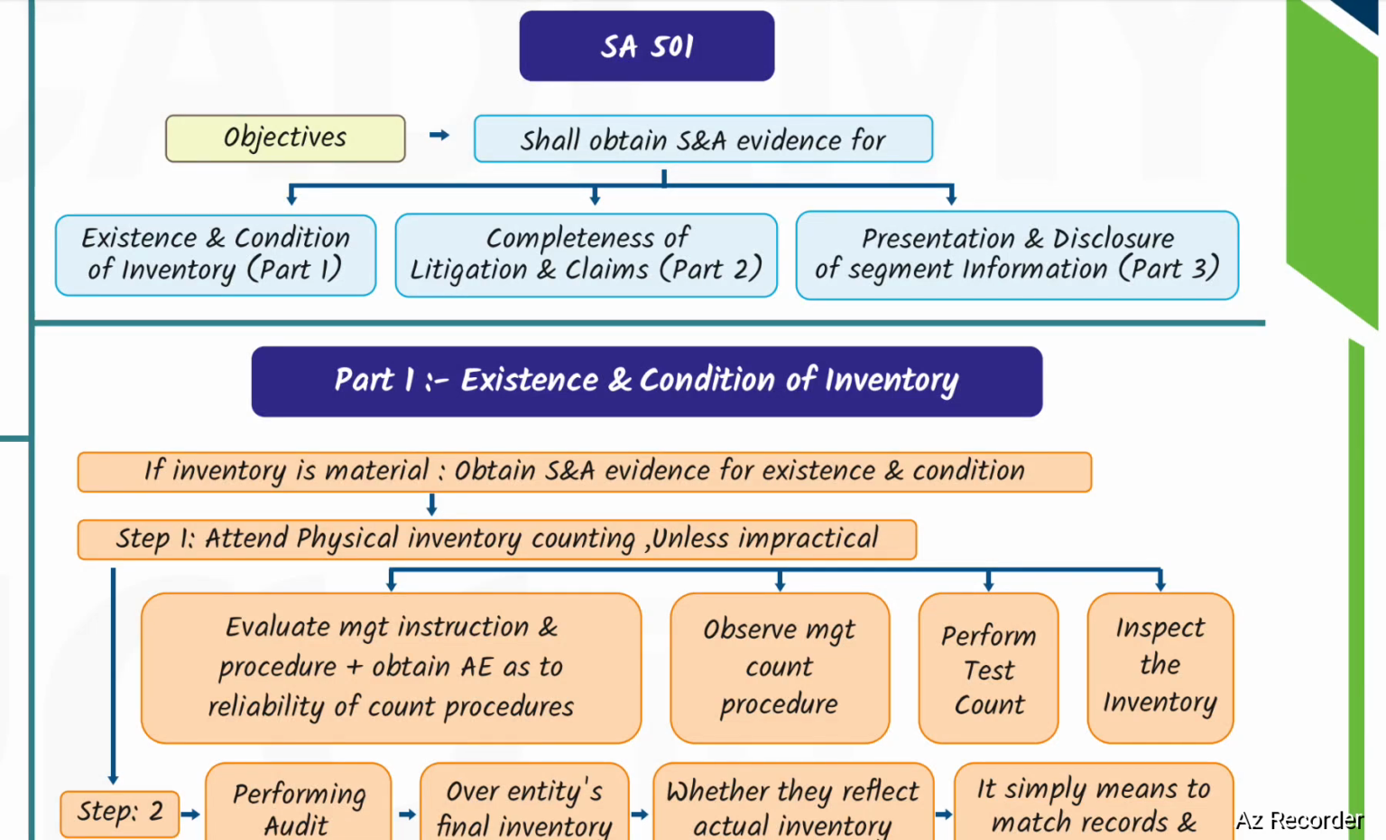SA 501 Audit Evidence: Special Considerations for Selected Items. The objective of SA 501 is to obtain sufficient and appropriate evidence for existence and condition of inventory, completeness of litigation and claims, and presentation and disclosure of segment information. First, existence and condition of inventory.